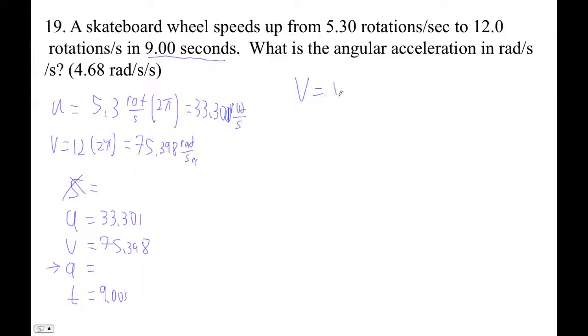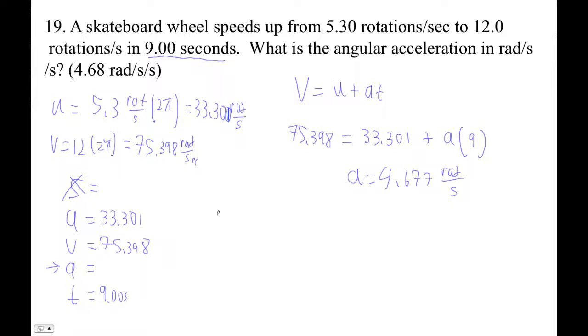That formula is V is U plus AT, right? So 75.398 is equal to 33.301 plus acceleration times 9. Okay, so parentheses, alpha V minus alpha U, parentheses divided by 9. I'm getting 4.677. And that is radians per second per second.